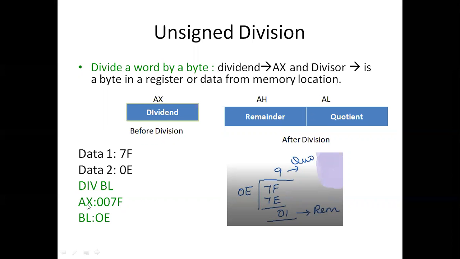So now AX is 007F and BL is 0E. This is the calculation part. We have taken 7F and we are going to divide it by 0E. The quotient here is 9 and the remainder is 1.